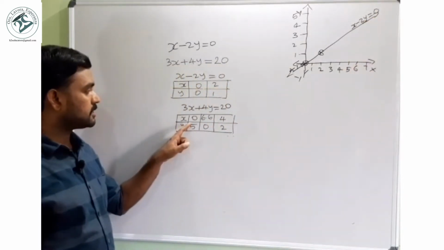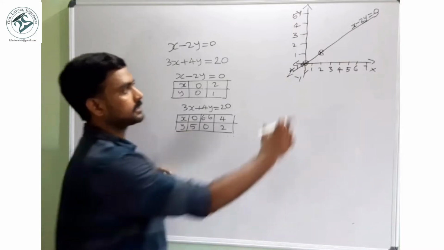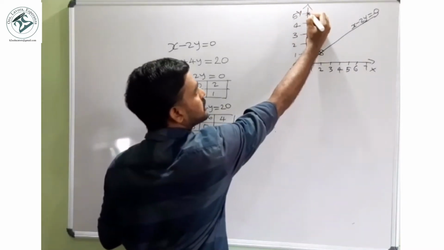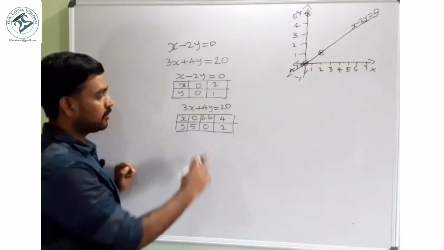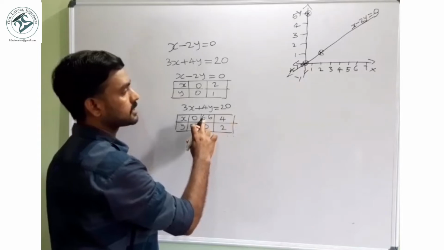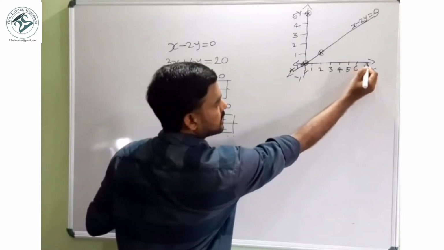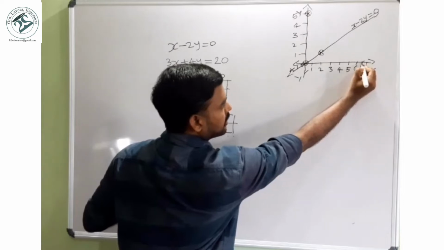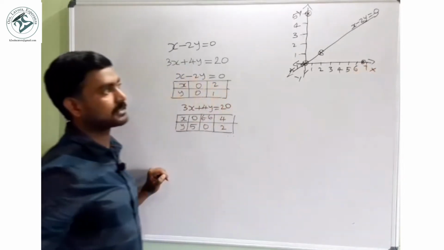Now the second, 0, 5. On the x-axis 0, on the y-axis 5. So here is that point. The second one, y value 0. That means on this axis 0, but x is 6.6. Here is 6, here is 7. So 6.5 will be here. So 6.6 will be here. So we can mark here 6.6.